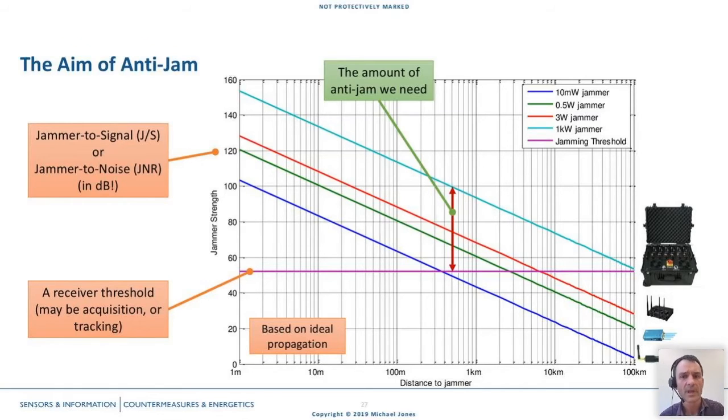but it gives you an idea of the problem in big handfuls. Then we've got that little arrow labeled with a green box, which is the amount of anti-jam we need. In this case, I've shown that big jammer with the light blue line. If you want that receiver to work against that jammer at that distance, then you need to drop that jammer strength down by about 45 dB on that jammer strength axis, to get it below that receiver threshold. So that's what we're trying to do with anti-jam: make those jammers look smaller, move those lines down so that the receiver can deal with it.